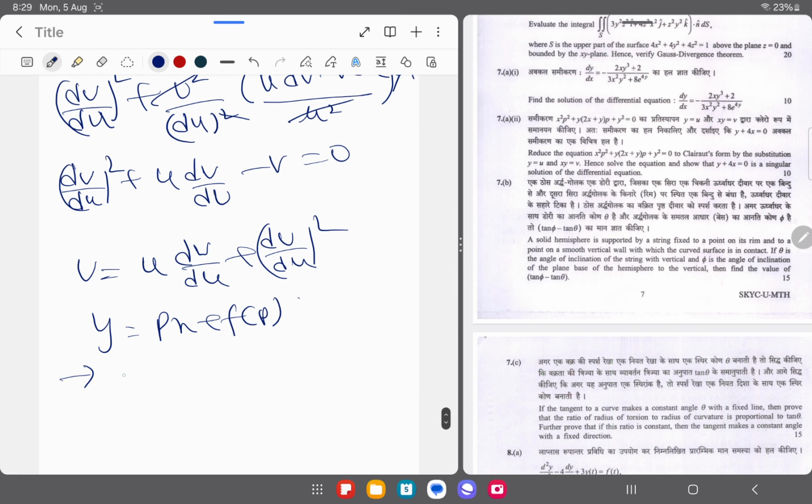So what will be the solution? Solution is y is equal to cx plus f of c, right, from Clairaut's equation.